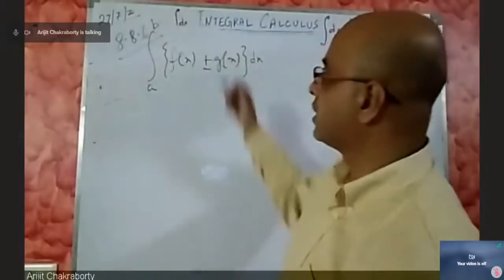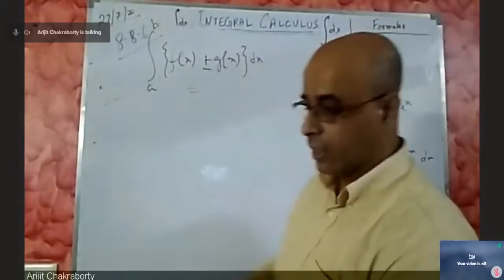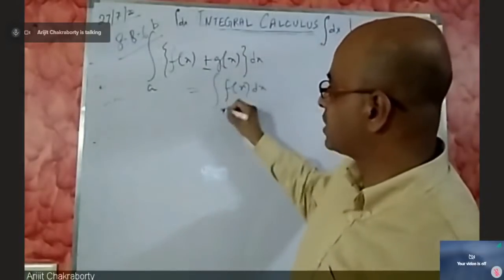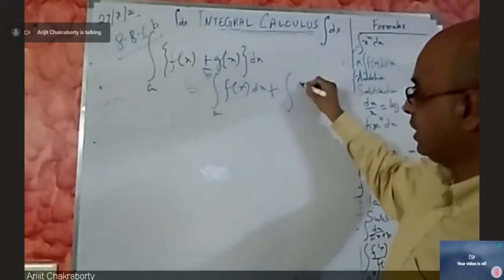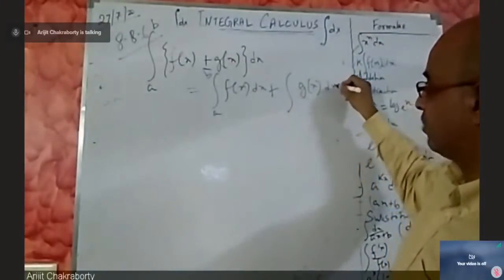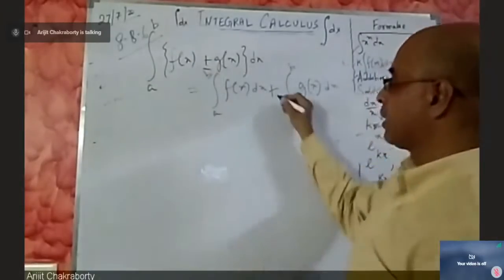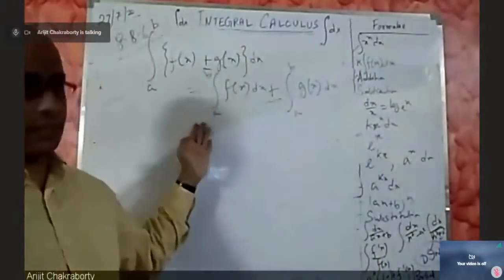What will be the answer? Here also, we will first take f(x) dx between the limits a and b, plus we will take again g(x) dx between the limits a and b. The same rule will be applicable for the minus sign also. So the sum and difference rule is this.